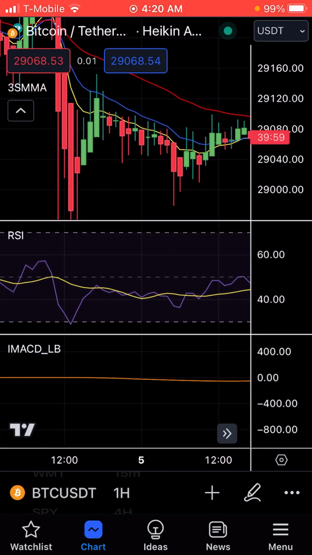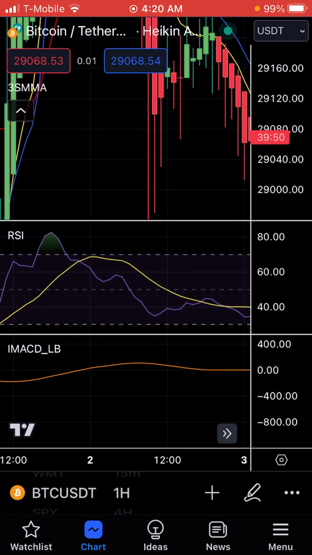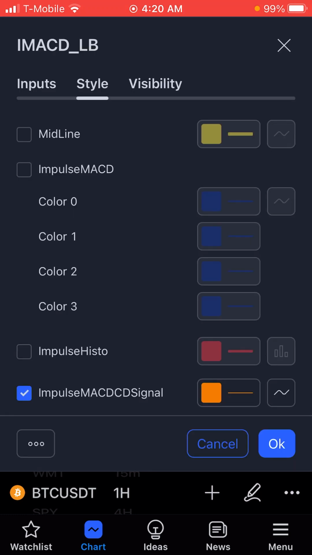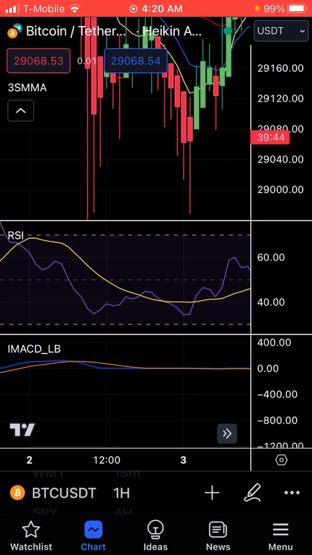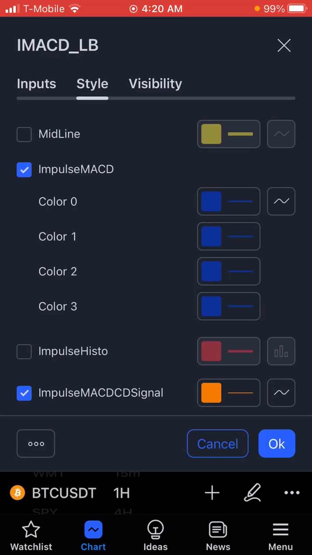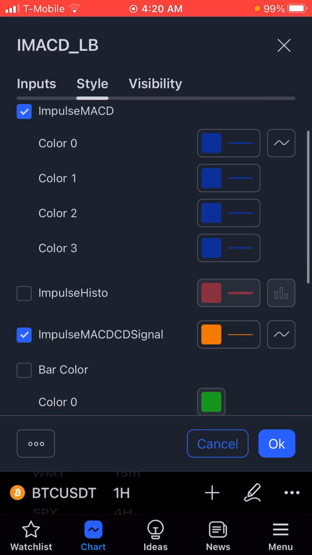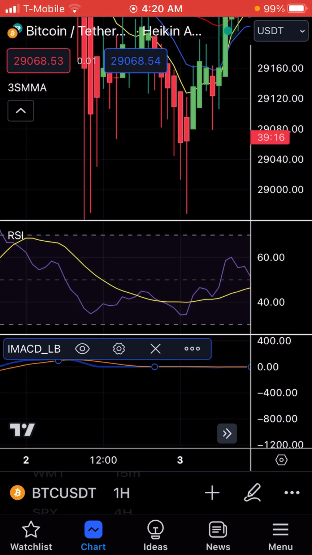So now you're just going to have this line. Okay, well, I think you're going to need to have the impulse MACD activated too. Yeah, my bad. You're going to need the impulse MACD as well. So you need both of these: the impulse MACD and the signal. You can change these to any color you want, but I would change all of them to blue. If you go to other videos, you'll see that a lot of people change this to blue as well. Make it blue, and make sure you have a MACD signal. And that's all you really need.